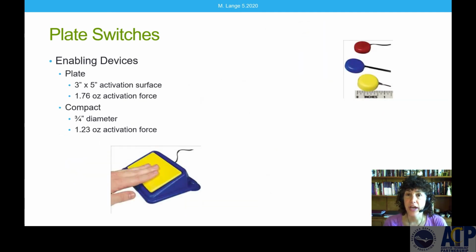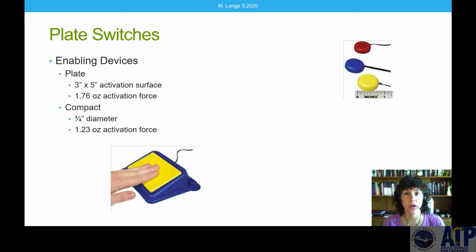Enabling Devices has a switch that's actually called a plate switch, and it's pictured here on the left. It's at an angle, so the client doesn't have to reach up as much. I do find the auditory feedback on this one is not quite as strong. It's a little mushy when you push it rather than that nice crisp click. And it has suction cups on it, which is fine for some clients, but some clients tend to move this around. So mounting is always something that's important to look at.